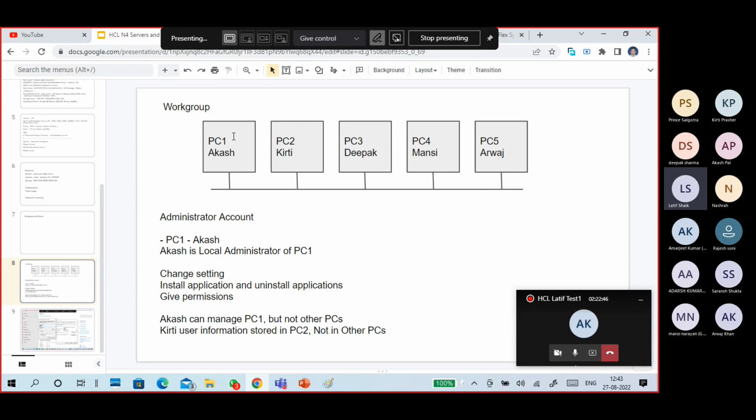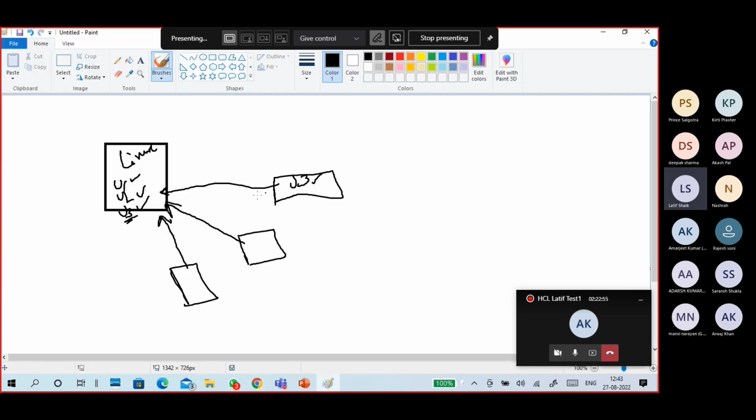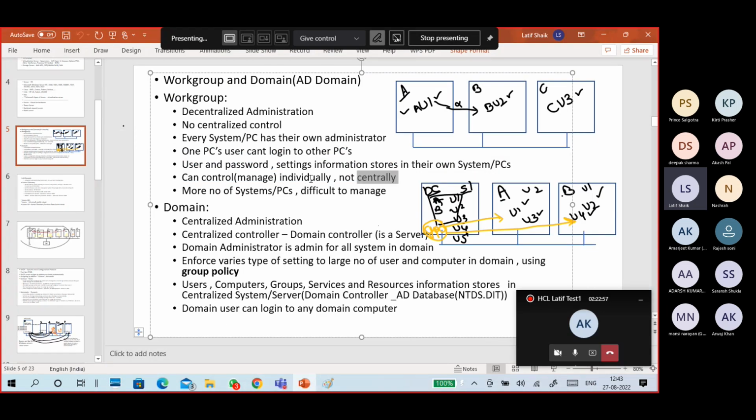Okay, we can manage PC1 locally. We can manage locally, but we cannot manage centrally. There is no centralized administration, and with more PCs it is difficult to manage. So this is about your workgroup, guys.